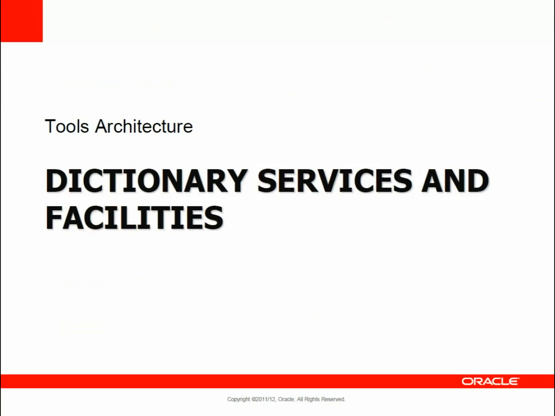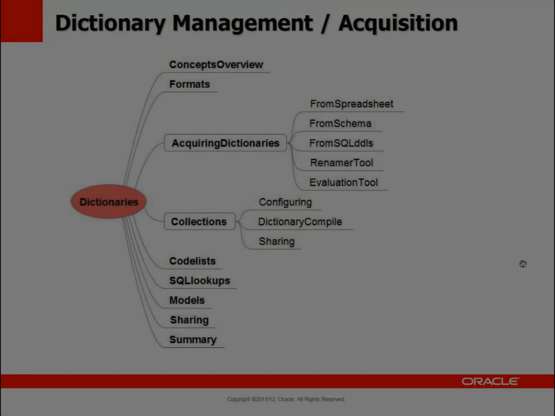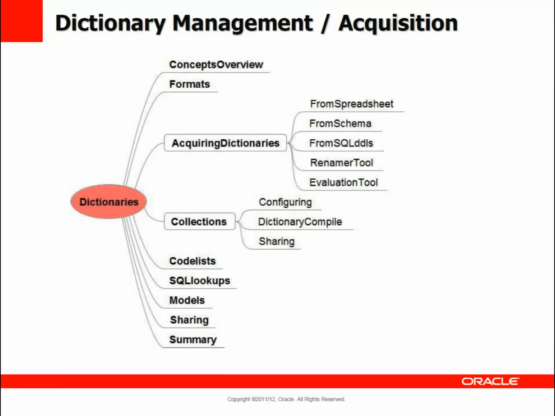So this is the overview here, and now we're going to talk about the actual dictionary services and the facilities that the tools themselves provide. Here you can see the overall view of dictionary management and acquisition. So we've laid this out in the different steps and types of components and so on. And essentially in the acquiring dictionary section here, you can see from a spreadsheet, from a schema, from SQL, using the renamer tool, using the evaluation tool. So we're going to focus in on that first.